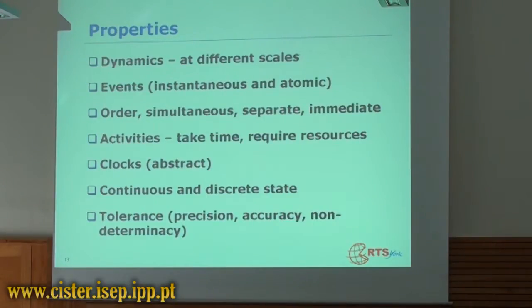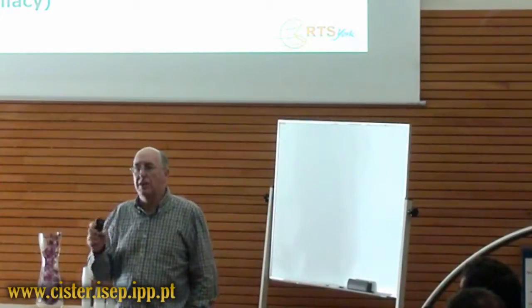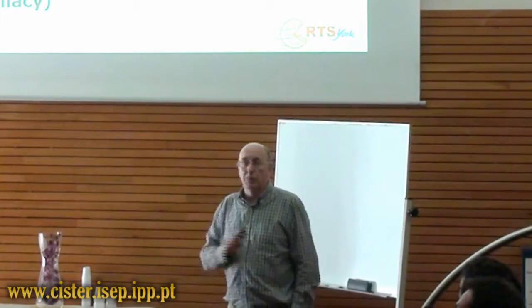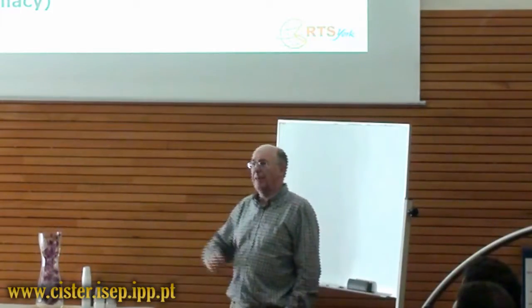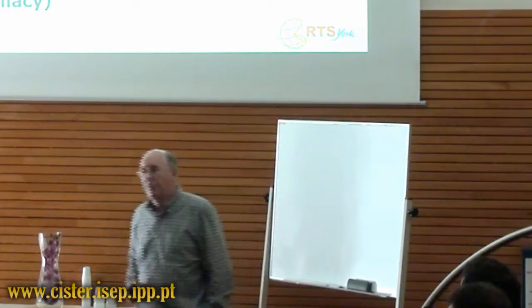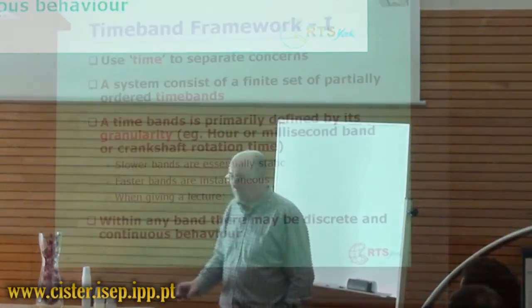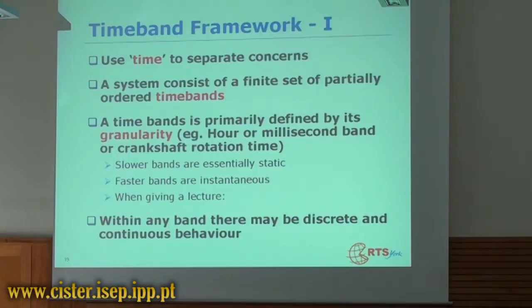So hybrid, elements of hybrid time we can't ignore. And the final one is the notion I mentioned already of tolerance, accuracy, non-determinacy. Being able to specify some tolerance when we talk about time, just as we often talk about tolerance when we talk about physical things. So this is 3 kilometres plus or minus so many metres, etc. So let's get on to the framework itself.